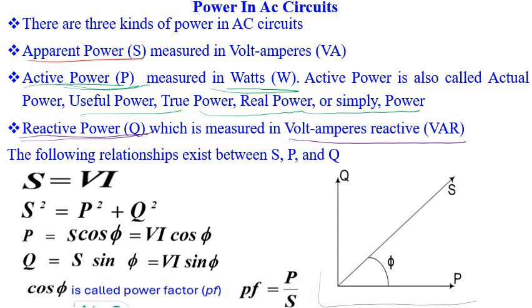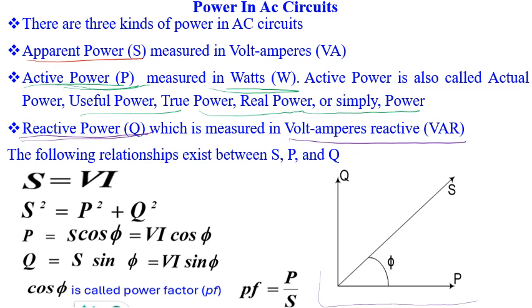Realize that S is the apparent power. Apparent power is equal to VI, that is the voltage times current. Apparent power squared is equal to P squared plus Q squared. Real power P is equal to the apparent power times cos of the angle, which is VI cos of the angle. And Q, reactive power, is equal to this or this.